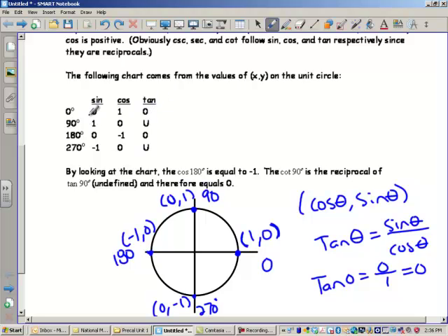Let's take a look at the 90 degree angle, and I think you'll figure out the rest of them. At 90 degrees, what's the sine of 90 degrees? So you rotate to 90 degrees, you're on the positive y-axis. This ordered pair is 0, 1. The sine is the second number, so it's 1. The cosine is the first number, so it's 0. And the tangent of 90 would be the sine of 90 divided by the cosine of 90, which would be 1 divided by 0, and anything not 0 divided by 0 is always undefined.